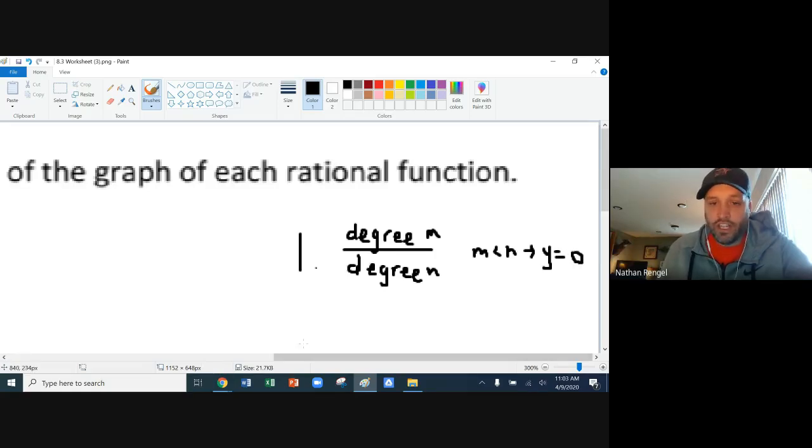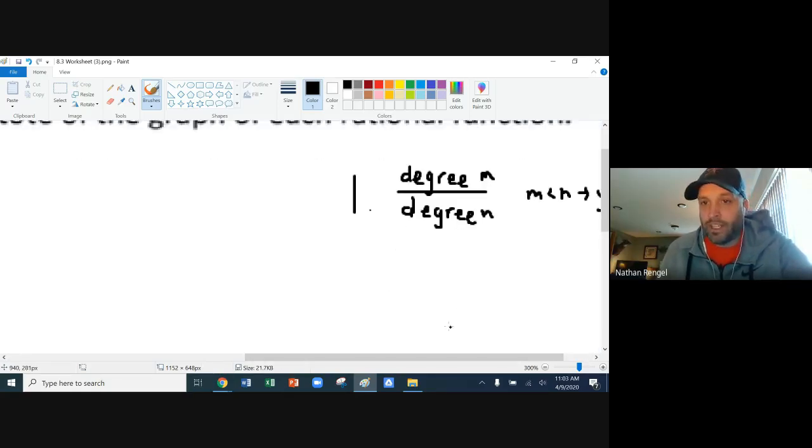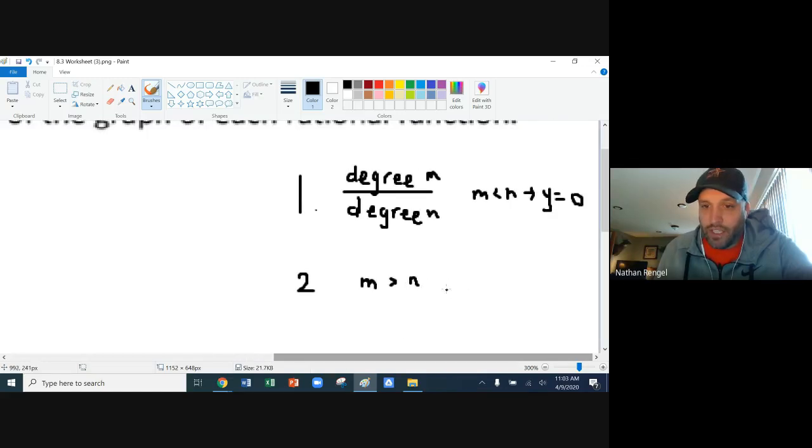Done. That's all you got to check. Degree, numerator, denominator, check to see if it's less in the numerator. That means that you have an asymptote at y equals 0. I'm not going to write this out again, but if you have your m is greater than n, that's going to mean that you have no horizontal asymptote.